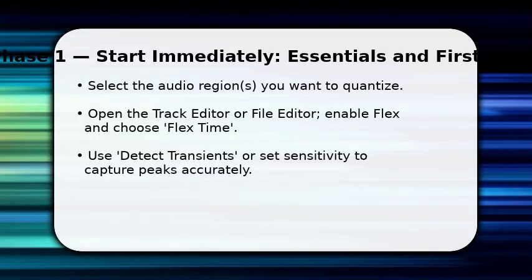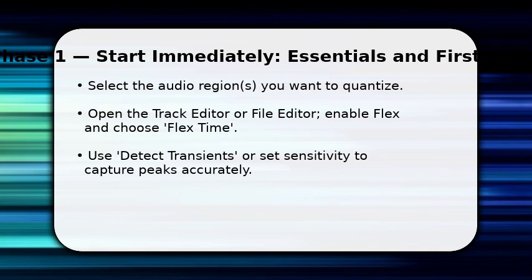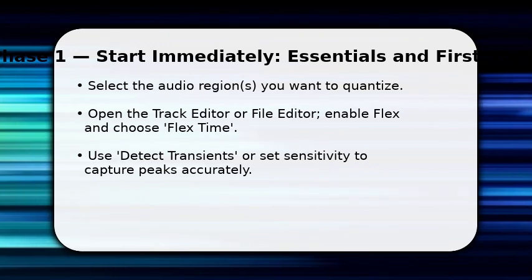You start by selecting the audio region and enabling flex. Choose a flex mode that suits the material, monophonic for vocals, slicing for drums, because each preserves transients differently. Once done, run detect transients or adjust sensitivity so Logic marks hits precisely. This lets Quantize snap to musical events rather than noise.